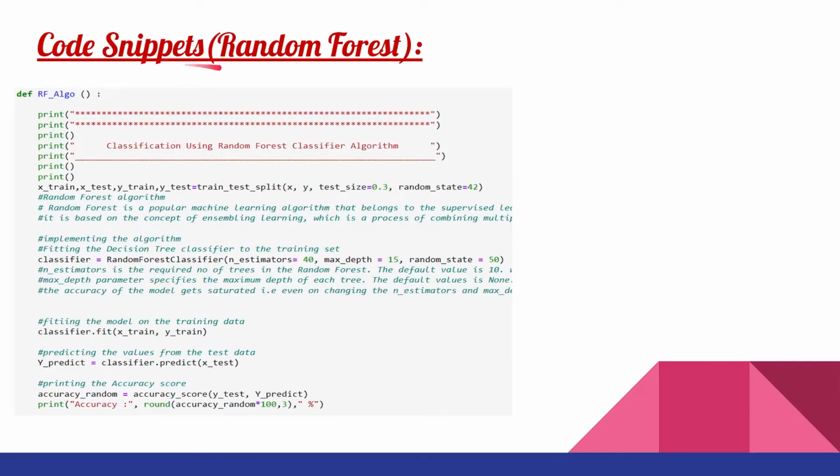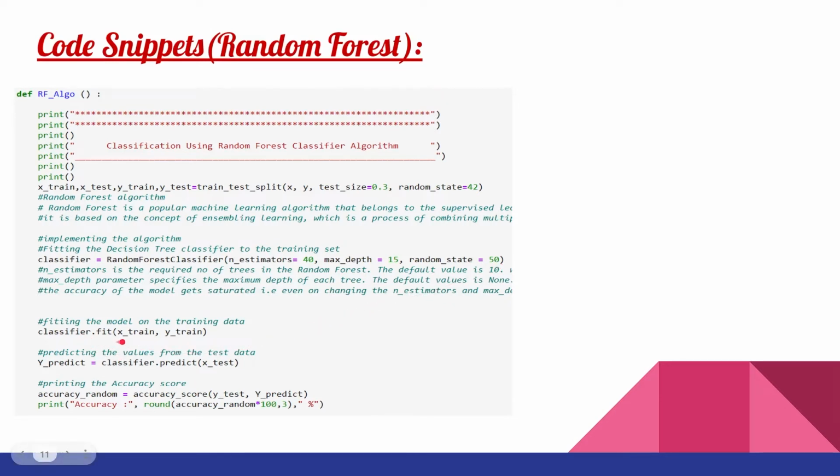So here is the code snippet of the random forest. Basically, first I have split the data frame into test data and training data. The size of the test data is 30% and the training data is 70%. Here I have used a classifier, that is the random forest classifier, and n_estimators is basically the number of decision trees that we have used. Here I have used 40 decision trees, and max depth basically indicates the depth that a decision tree can have. And random state is just to randomly shuffle the data frames.